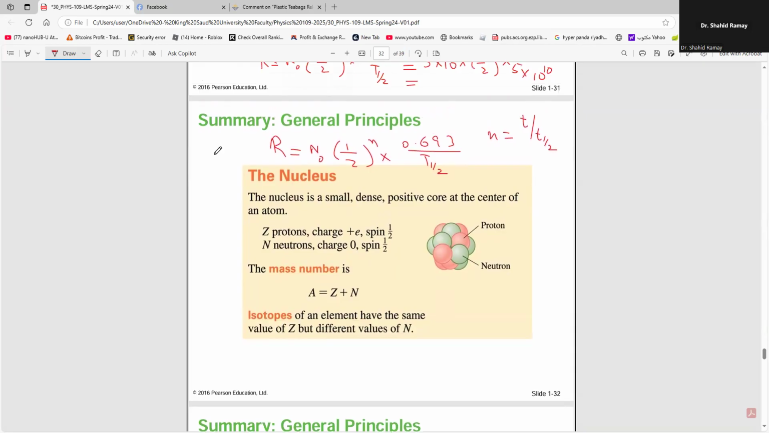So here in this summary portion, they have written that the nucleus is a small, dense, positive core at the center of an atom, with proton charge plus e and spin half. So remember the spin is always half: half spin up and half spin down, like this one. But just remember this one, half spin.